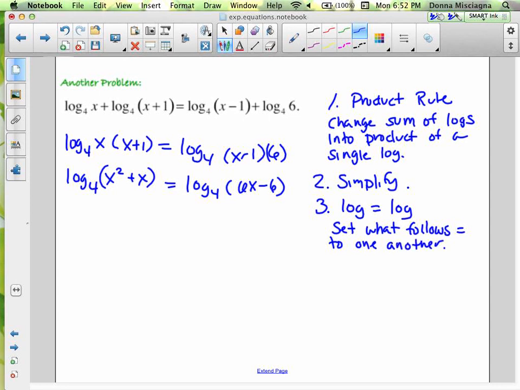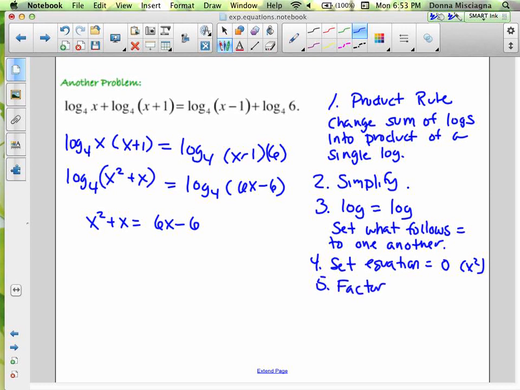So we're going to have x squared plus x equals 6x minus 6. It's not log equals a number this time, it's just log equals log. So you can drop the logs, they're both log base 4, because the only way log base 4 of x squared plus x is going to equal log base 4 of 6x minus 6 is if x squared plus x equals 6x minus 6. You need to set your equation equal to 0 because you've got a square term. There's an x squared in there, because we have to be able to factor.